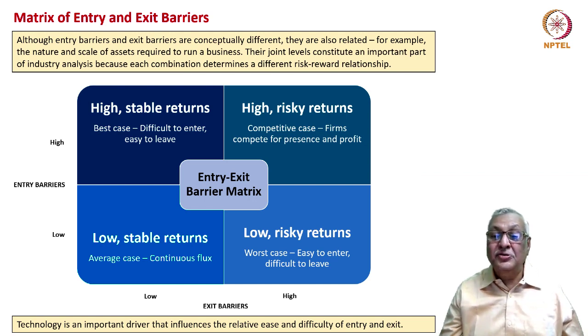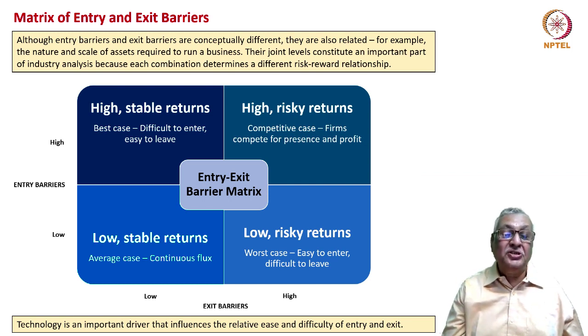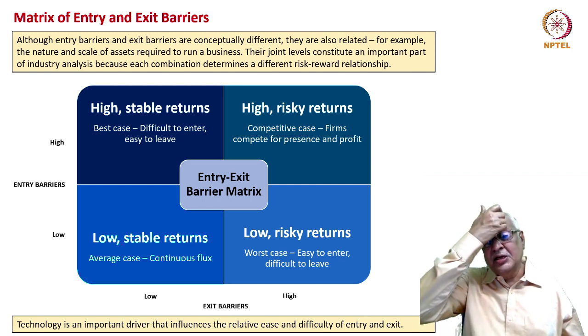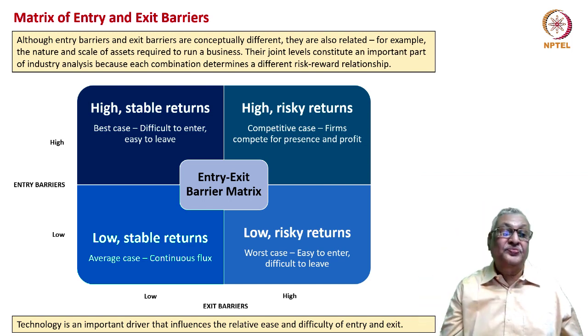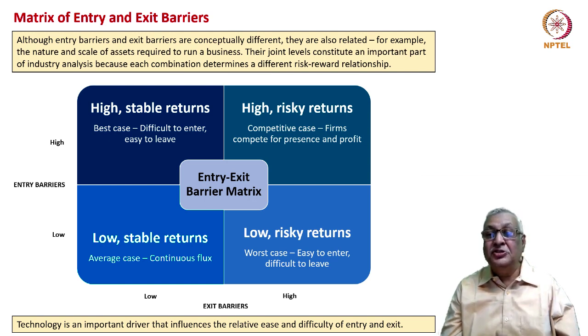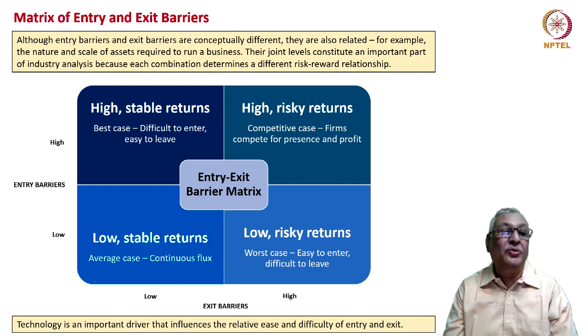So you got to wait, you got to fight, you got to invest, and you have to see for the end game. So this entry exit barrier matrix is very important for understanding which industries make sense in terms of profitability, in terms of fluidity of movement, and these joint levels constitute an important part of industry analysis. And each combination, as I have outlined, reflects a different risk-reward relationship for the firms.